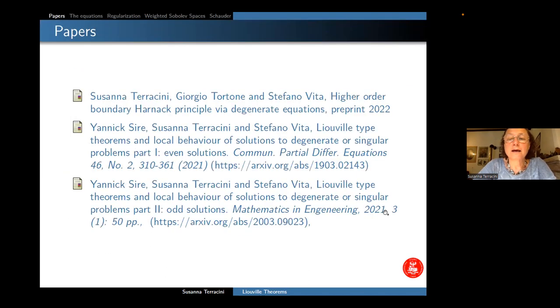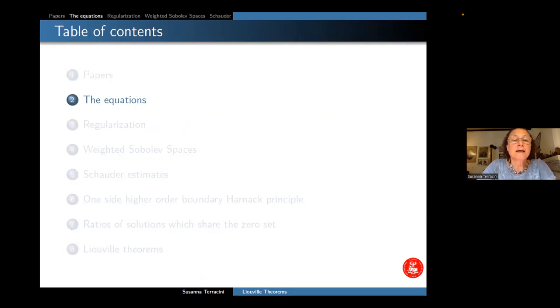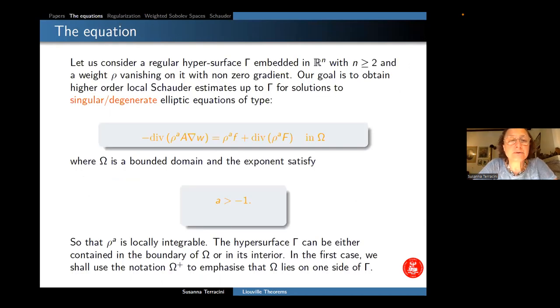Here are the papers that contain our results. One is a preprint and two are already published. So what will be our equation? We consider a regular hypersurface gamma embedded in R^n, where n is at least two, with a weight rho vanishing on gamma with a non-zero gradient.